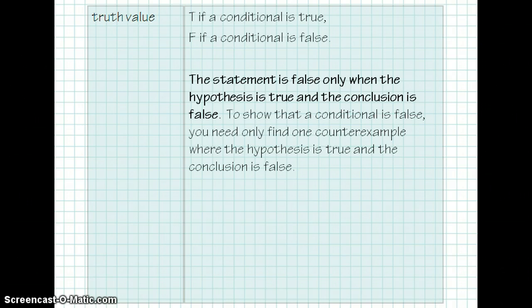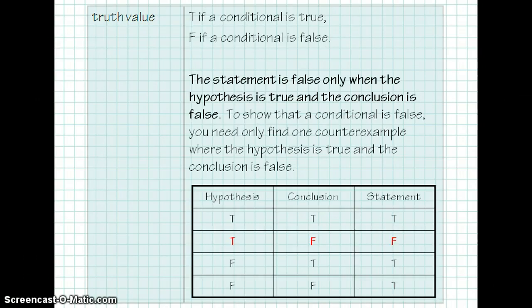And this is because when we first started talking about counterexamples, we said that you want to find a case where the first part's true and the second part's false. Well, that's basically what we're talking about here. So if my hypothesis is true and my conclusion is false, then my statement is false. In every other situation, the conditional is going to be true. It may not make sense, but it's true.